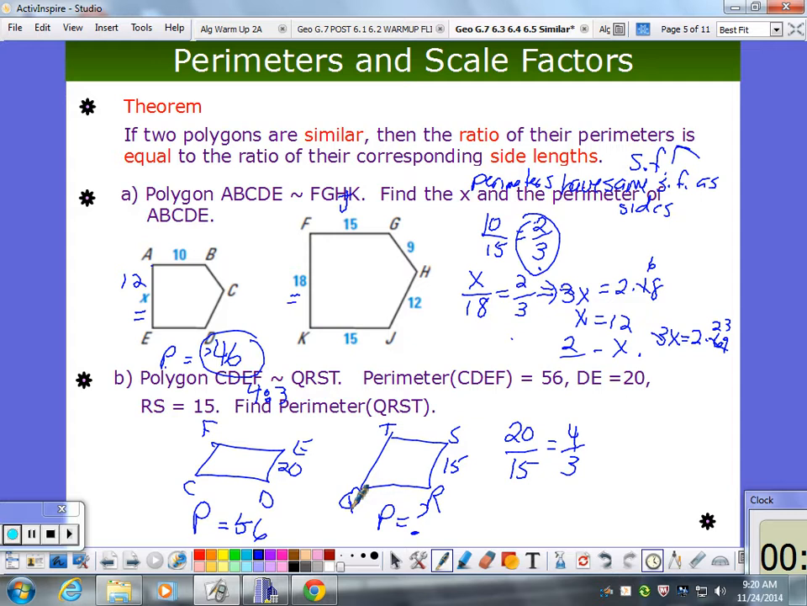That's the scale factor. The ratio of the perimeters will be the same. So this one has a 56, and this one is, I don't know. So make sure you're going in the same order. This is CDEF to QRST, CDEF to QRST. 4x equals 3 times 56. Divide all that by 4.